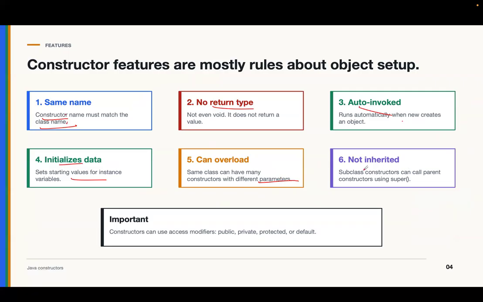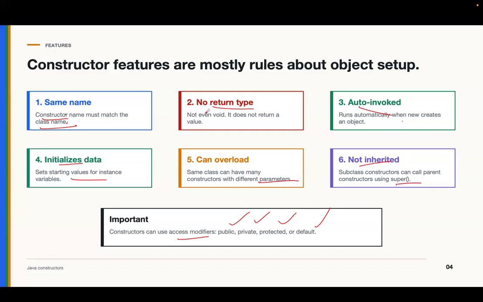And the last one, not inherited. Subclass constructors can call parent constructors using super. That we will see later. What do we mean by parent constructor and the keyword super, and how a subclass can call a parent constructor, we can see later. So what is the point? Constructors can use access modifiers also: public, private, protected, default, everything, like how we use them for methods. We can have different access modifiers. So these are the features of a constructor.